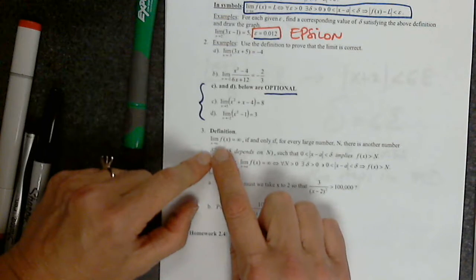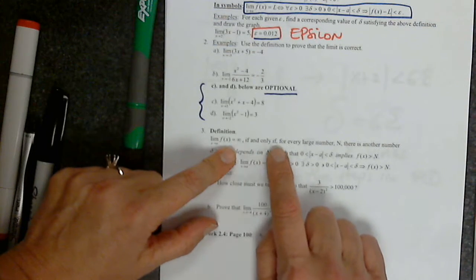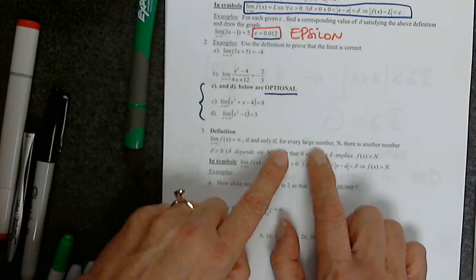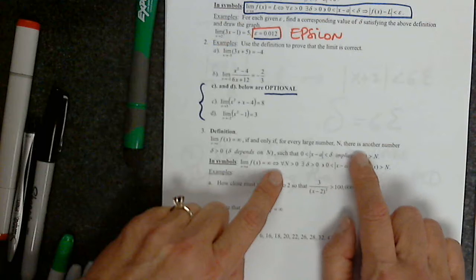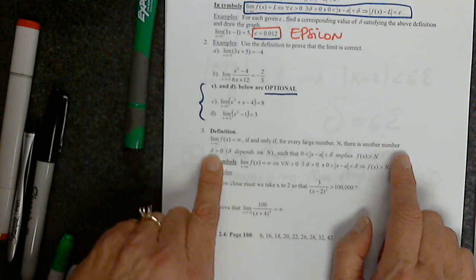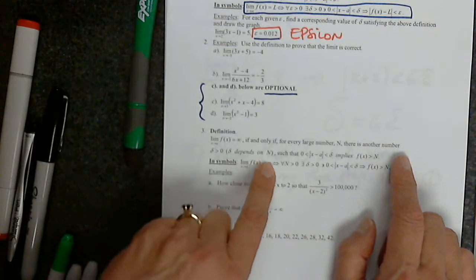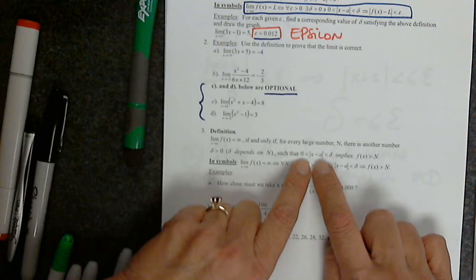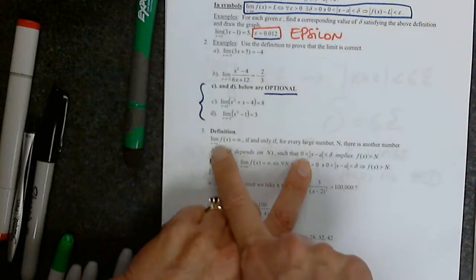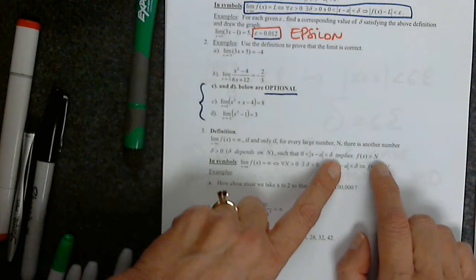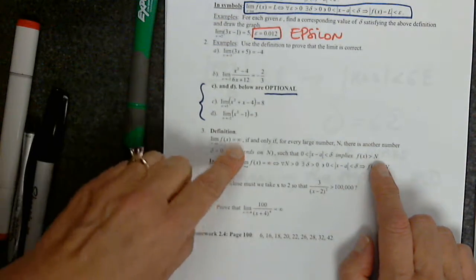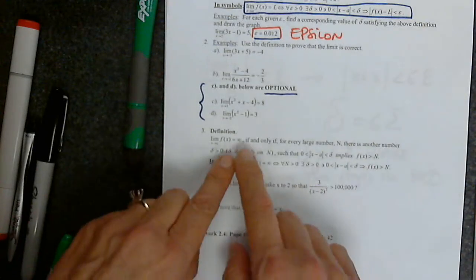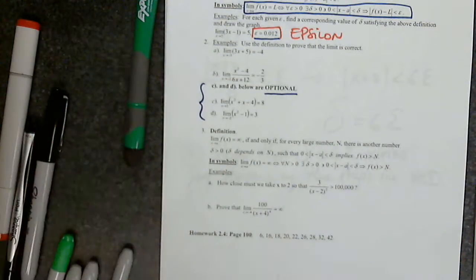So the limit of f of x as x approaches a is infinity if and only if for every large number n there is another number delta. Delta depends on n, such that every time I pick x close enough to a, which is this number, of course, f of x will be above n. We're going to talk only about positive infinity. This will be the same thing below n for negative infinity, but I'm happy with just positive infinity.